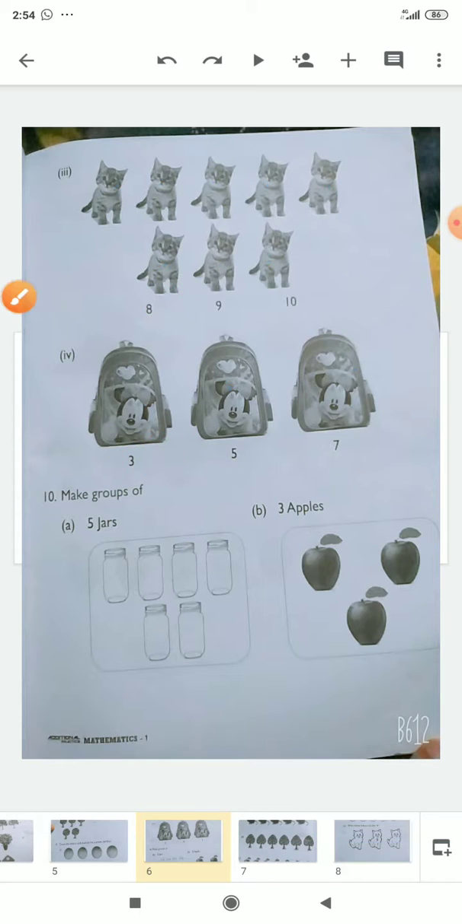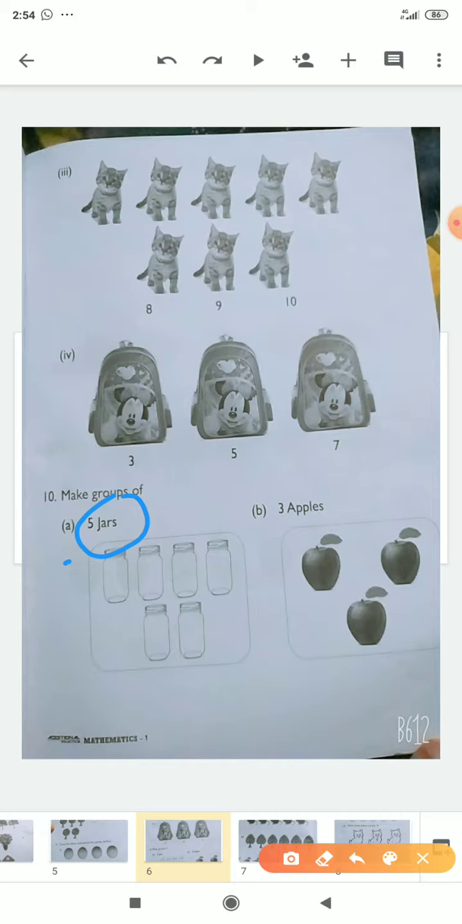Now in question number 10 we have to make groups as per the instruction. So in option A we have to make a group of 5 jars. You can see here, in the box we have more than 5 bottles, but we have to make a group of only 5.